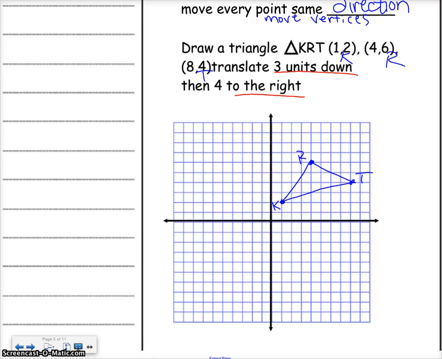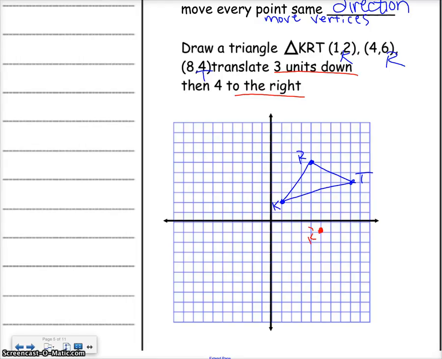So I'm going to start at K. I'm going to move 3 down, 1, 2, 3, 4 to the right. 1, 2, 3, and 4. I call this K prime. You can't call it K because it's not K anymore. It's a new K. We call it prime.